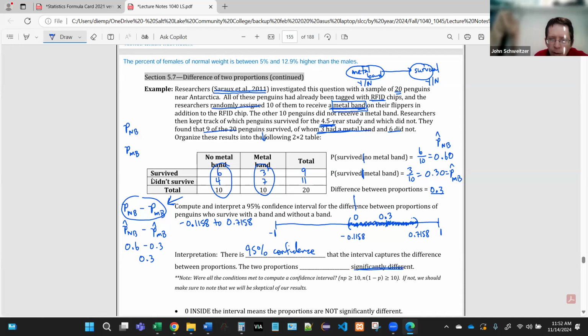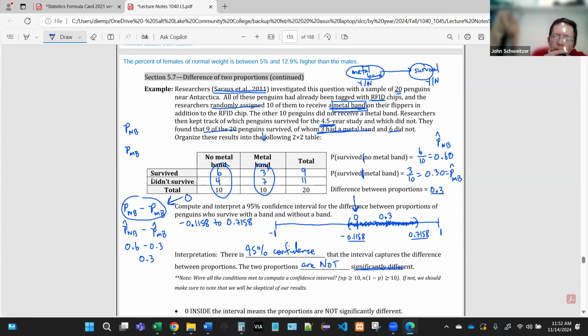Well, that comes down to 0. Is 0 in that interval or not? Well, 0 is in the interval, right? Because the left endpoint is negative and the right endpoint is positive. So that means 0 is included in the interval. We're not saying it's equal to 0, but it could be the case that P_NB minus P_MB is equal to 0. And if the difference between them is 0, then they are not significantly different.